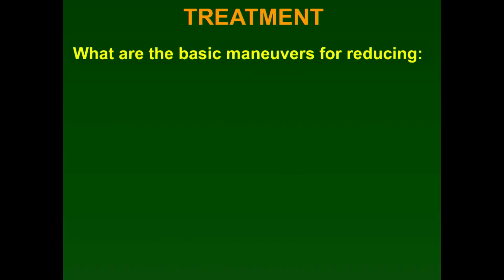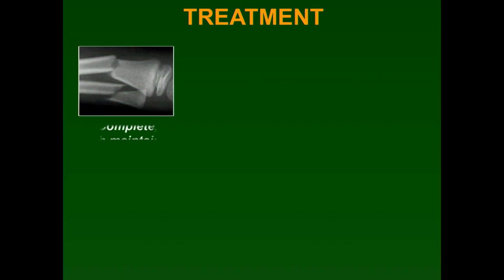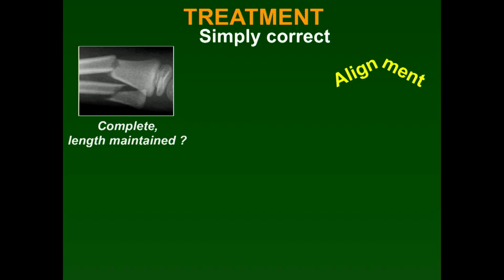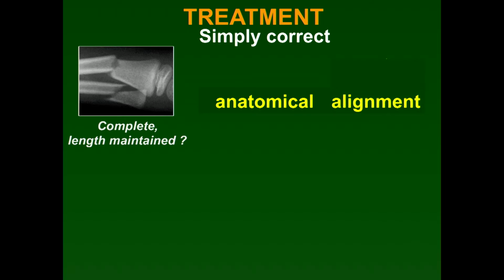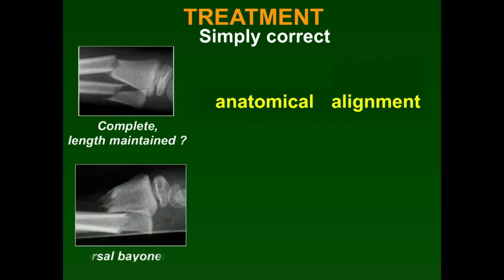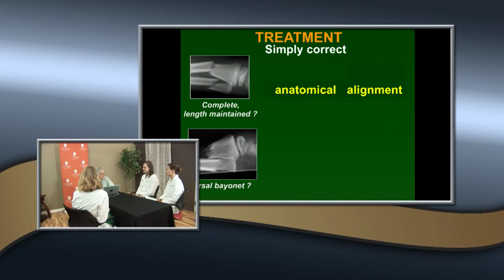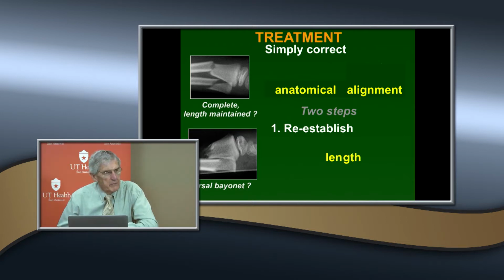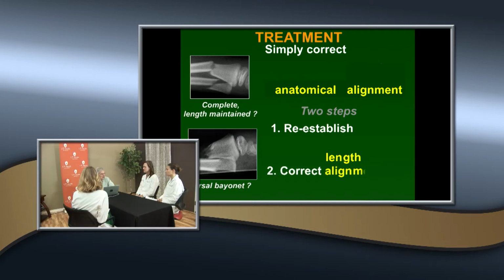Now, let's look at the typical distal dorsal bayonet. If it's complete length maintained, what do you have to correct? Angulation. Simply correct the angulation until it's anatomical alignment, right? Suppose it's dorsal bayonet, what do you have to do? You have to bring out the length. So you have to do 2 steps. What's the first step? Traction. Yeah, the first step is that you have to reestablish the length. Then what do you have to do? You then correct the alignment.